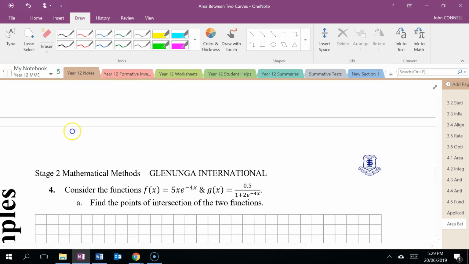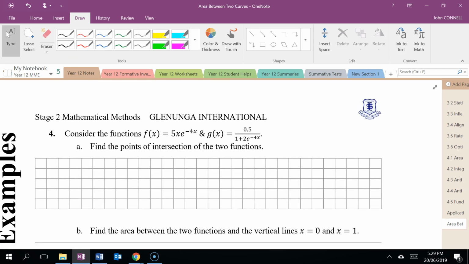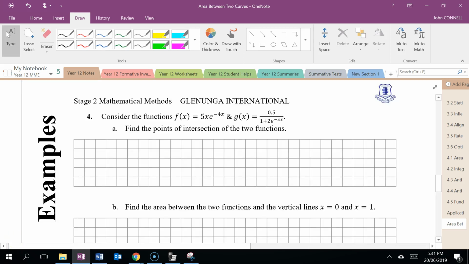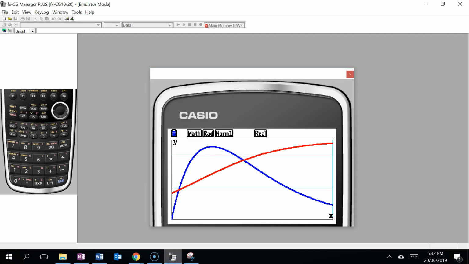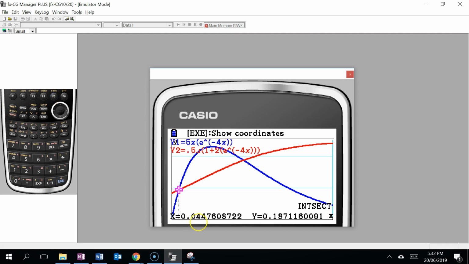Okay, with the next one, I've got a surge and a logistic, and what I'm going to do here is demonstrate how we use the calculator. So I'm just going to get that set up. So in this case, there is no need to do it algebraically because it doesn't ask for the exact points of intersection. So I'm just going to go here and I'm going to go Shift G-Solve, and F5 gives us intersect. So the first one is 0.00048 and 0.187.